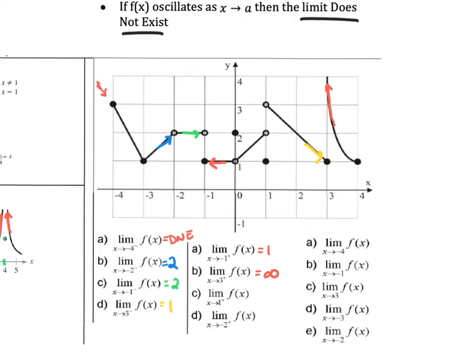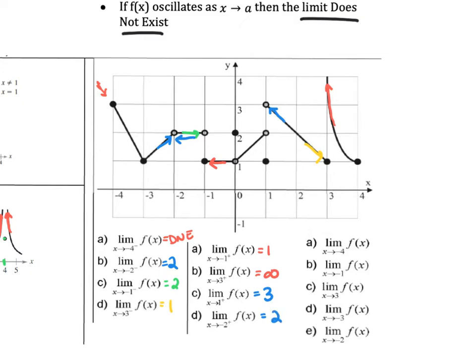Part C, we want the limit as x approaches 1 from the right, and our y values are approaching 3. And finally, for this part D, we want the limit as x approaches -2 from the right. So in this case, we're going in that direction, and we again have a 2.